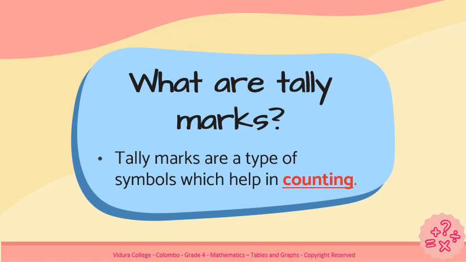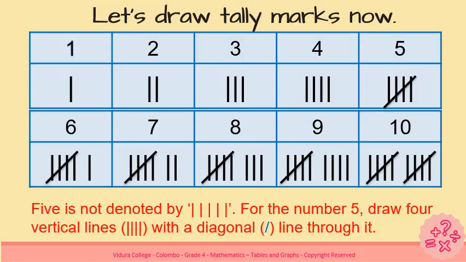Tally marks are a type of symbols which help in counting. Let's draw tally marks now. As you can see on the screen, number 1 is denoted by one vertical line, and for 2, 2 lines, for 3, 3 lines, for 4, 4 lines.